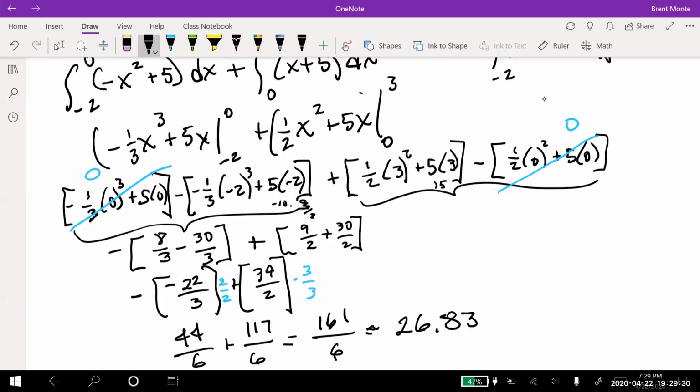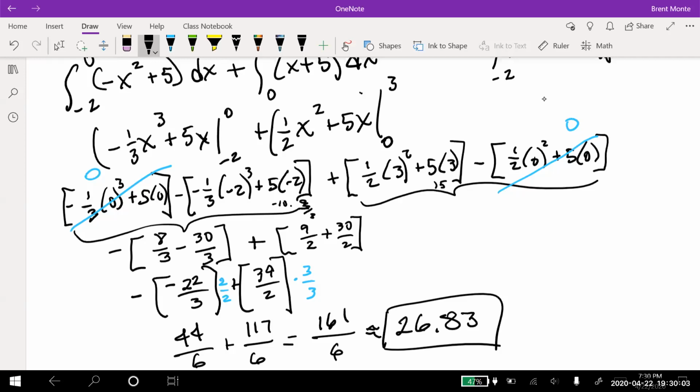So that's my approximate. If you want that as a fraction, I will convert it to a fraction for you. 161/6, which is what we had. And we can divide that by 6 if we wanted to. And if we do that, we get 26 5/6. So I'll just leave it as approximately 26.83 because that's what you'll get in your calculator.